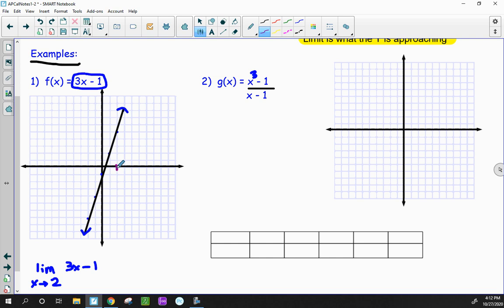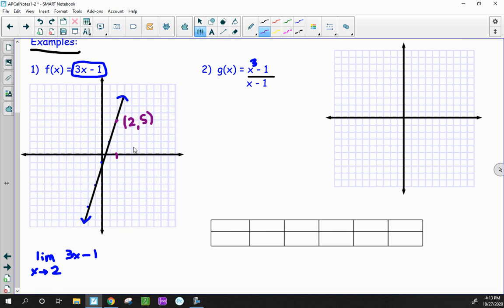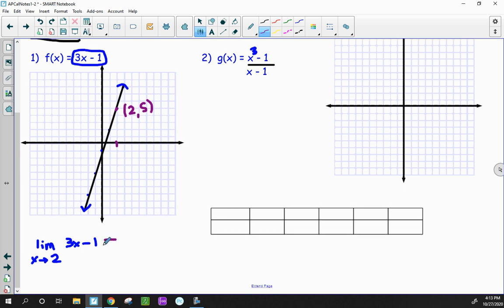Now when you get to 2, the location on the graph is 2, 1, 2, 3, 4, 5, 2, 5. And so the ordered pair is 2, 5. It doesn't matter whether I'm coming in from the left side of 2 or the right side of 2. You're basically looking at the graph and trying to decide what the y-coordinate is, because the y will be the height. And so you would simply answer this saying the limit of 3x minus 1 as x approaches 2 will be 5.